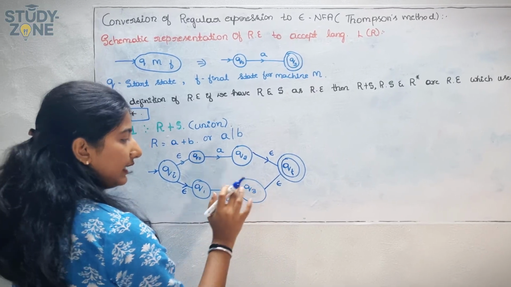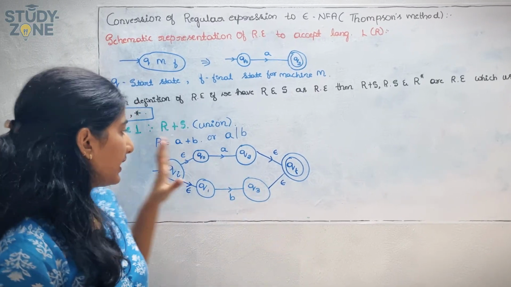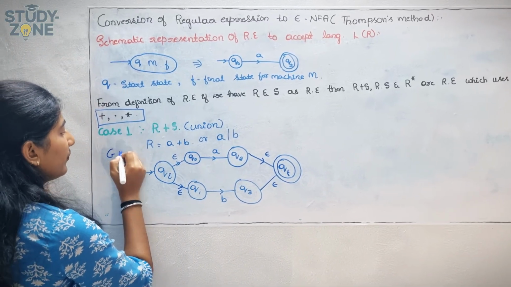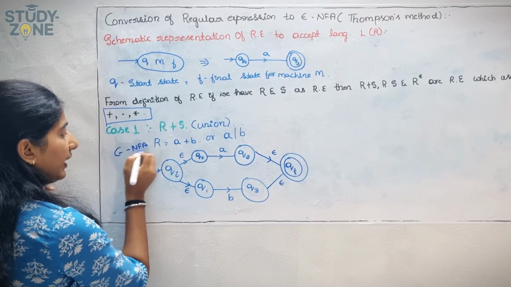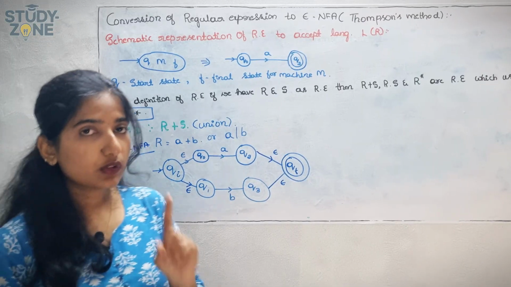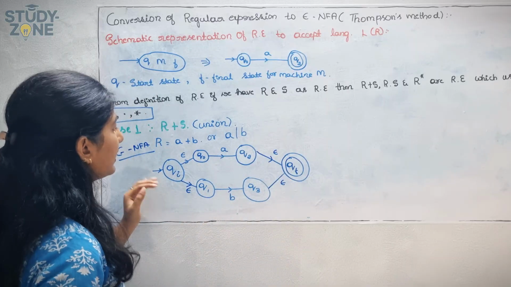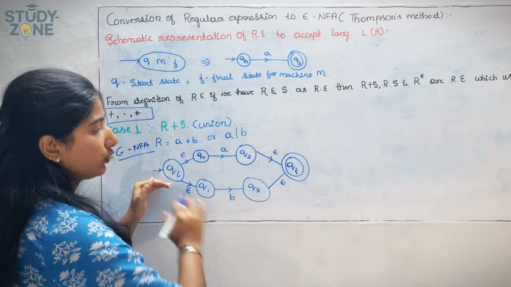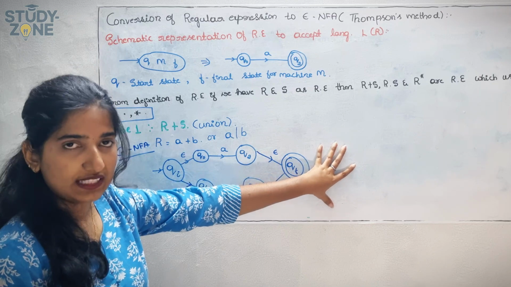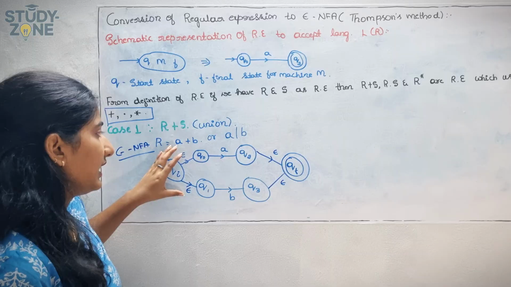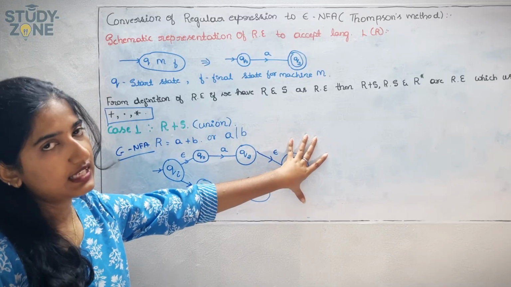Okay, so here in Epsilon NFA, we are writing it for Epsilon NFA, right? R plus S is converted into Epsilon NFA, correct? So here there is one common initial state and one common final state. Okay, so here I will select which path to move and I will reach this final state on epsilon, because I need a common final and initial state.